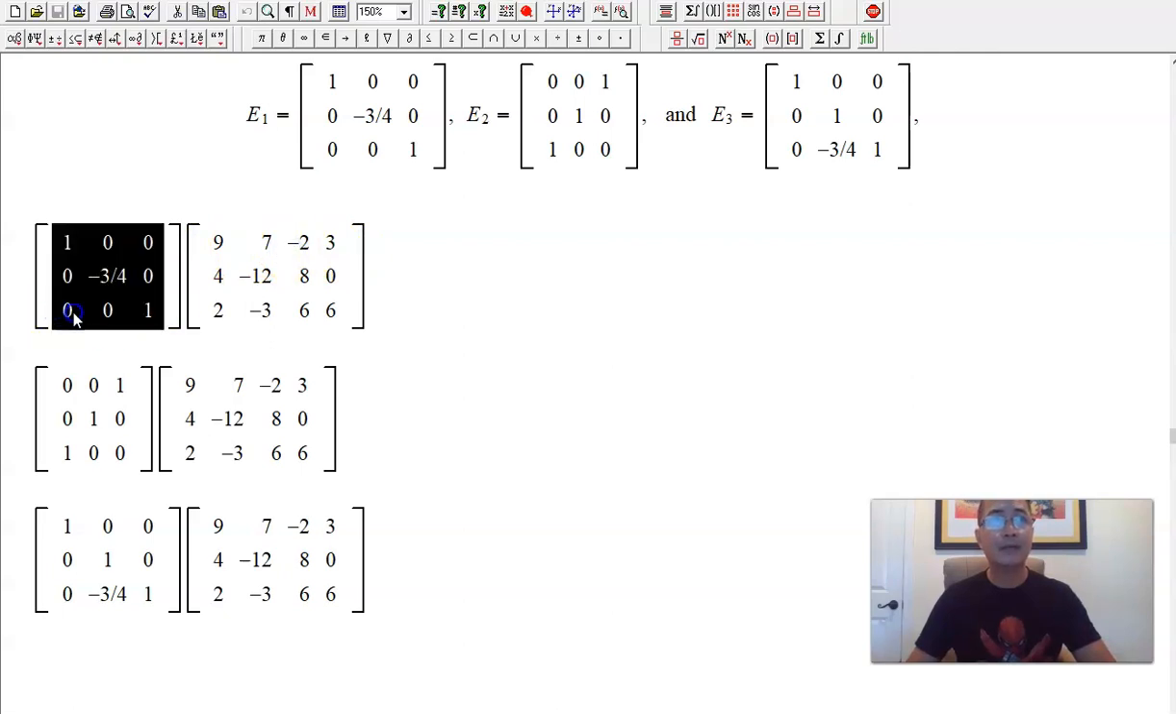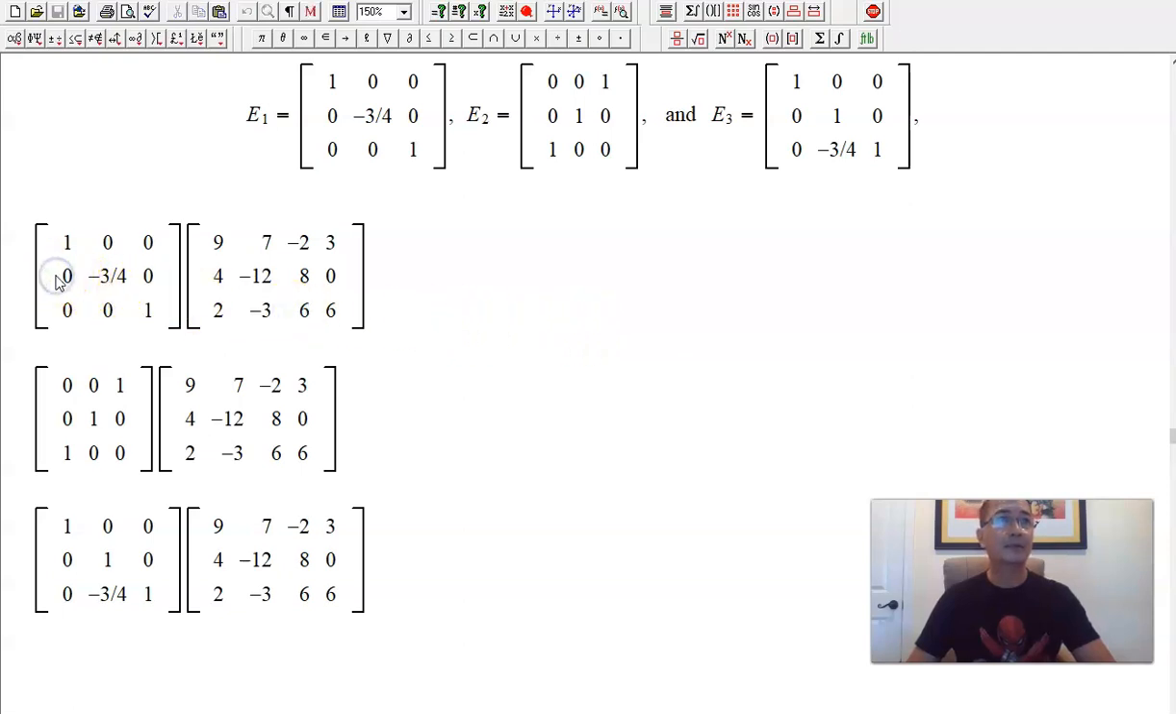Okay, let's go down to the third row. This time you have 0, 0, 1. So when you take the dot products, 9 and 4 will not contribute. The 1 will get multiplied to the 2. Column 2, 7 and -12 won't contribute. You'll get the -3. So the third row does not change when we get the product.